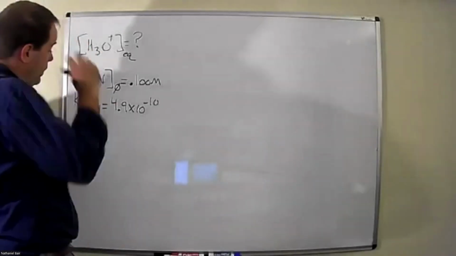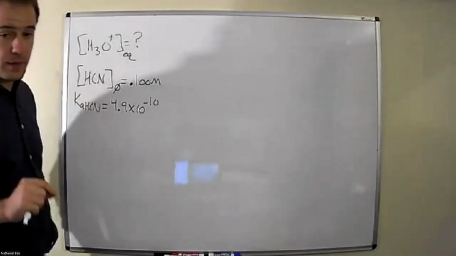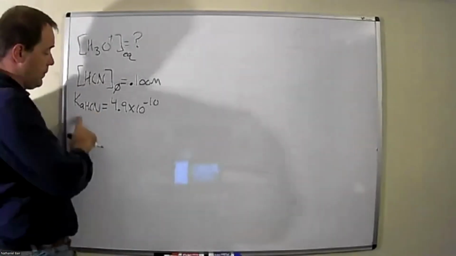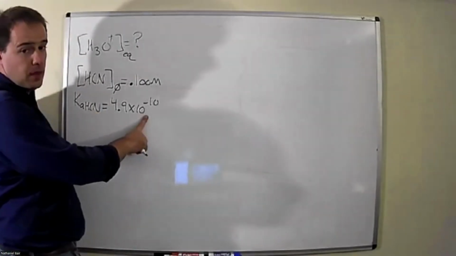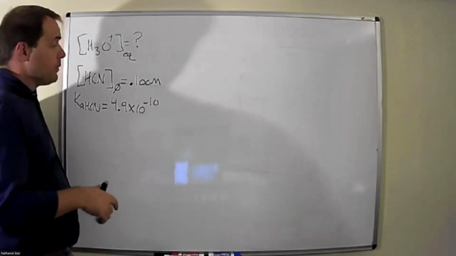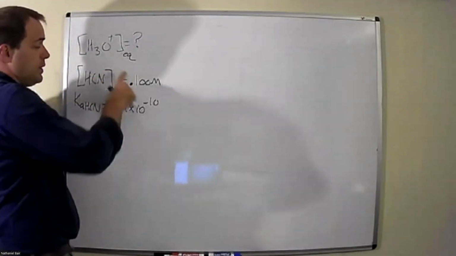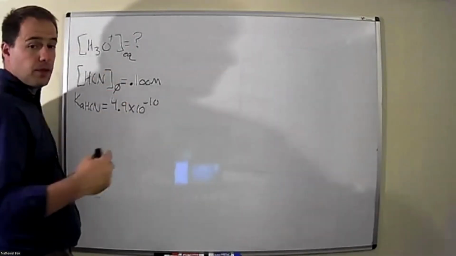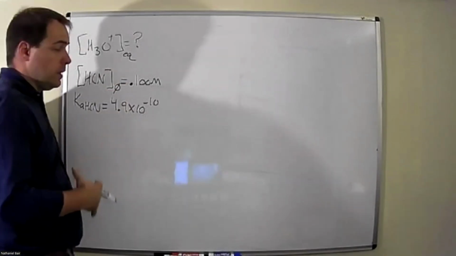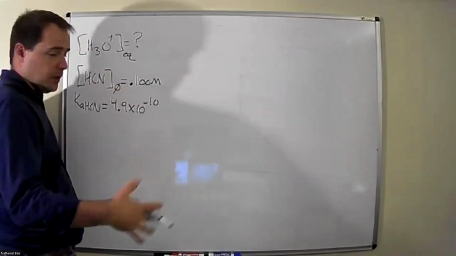We are starting with hydrocyanic acid, which is a weak acid. It's not going to fully dissociate. You can see that from the Ka value. It's a pretty weak acid. When it does reach equilibrium, how much H plus ion is it going to produce? Not much, but how much is not much?